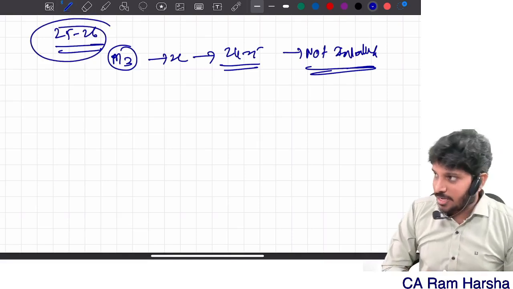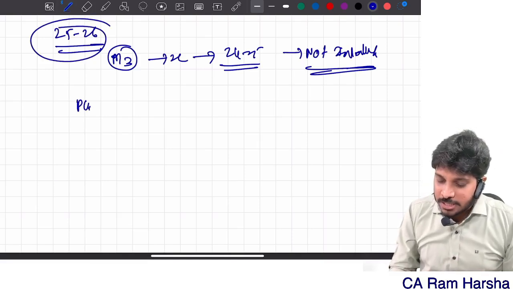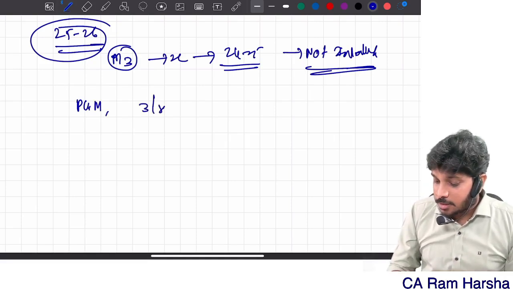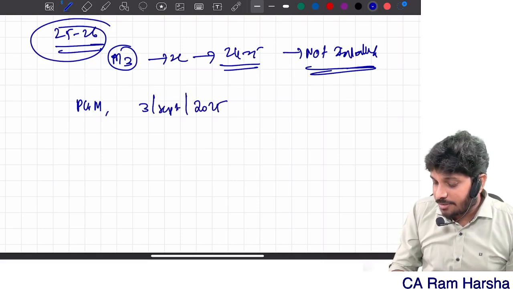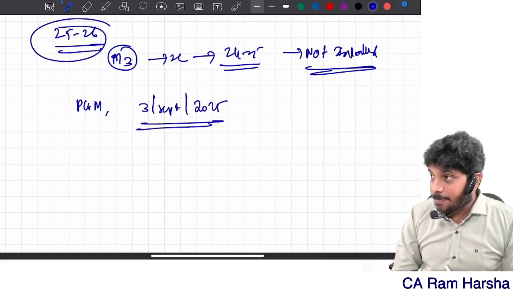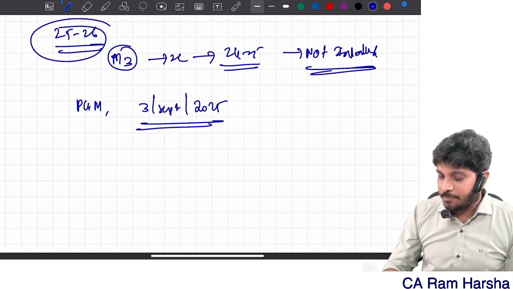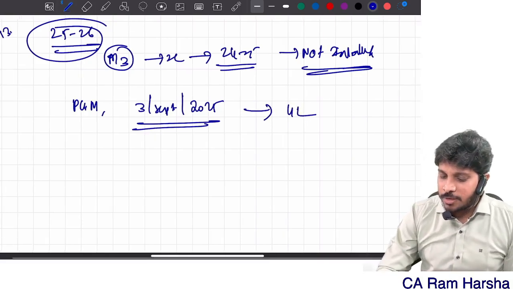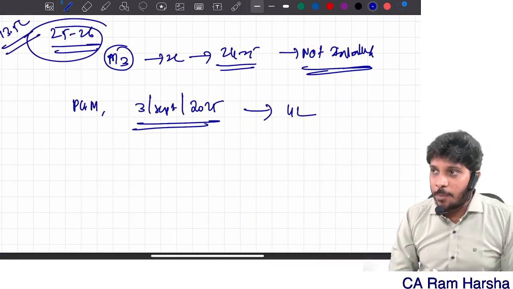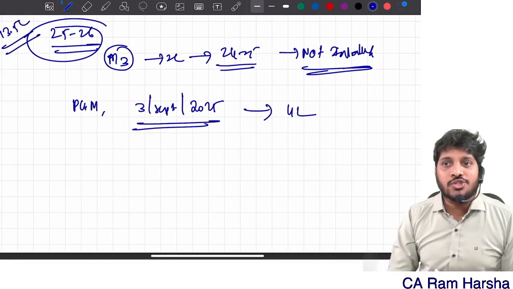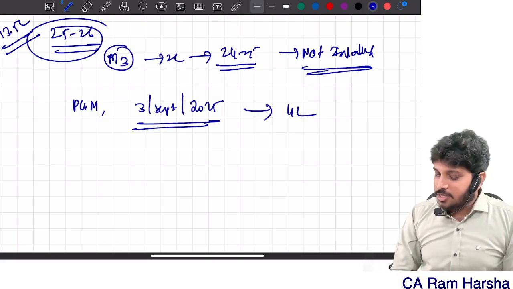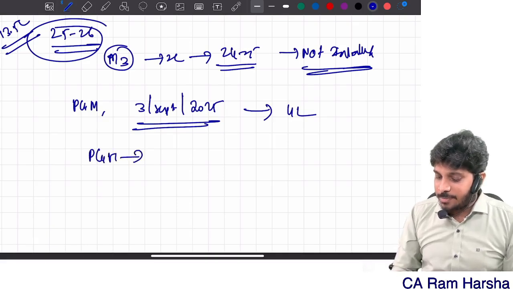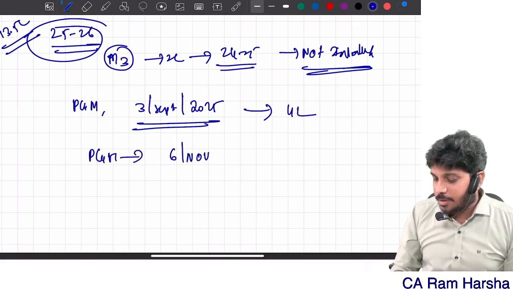In 25-26, what happened? We purchased another plant and machinery on 3rd September 2025. Approximately 4 lakhs we purchased. The opening value is 13,50,000, we computed. Everybody understood up to 13.5. Plant and machinery we purchased on 3rd September, which is again 4 lakh. Another plant and machinery we purchased on 6th November 2025.